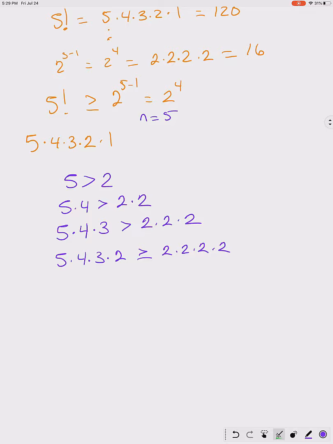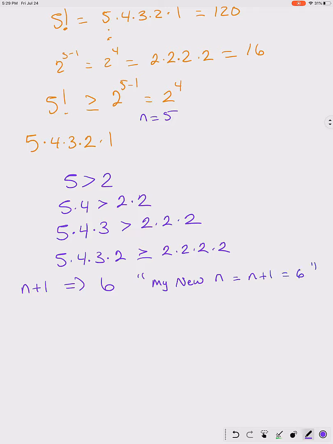And you could make the same argument with 6 and 7 and 8 and 9 and 10, right? So let's do that really quickly with 6, and maybe you'll get the idea. So n plus 1, in this case, would be 6. So my new n equals n plus 1, which is 6.